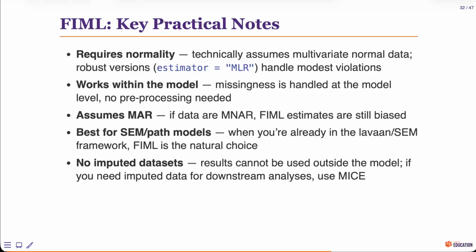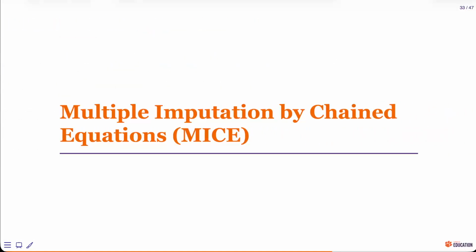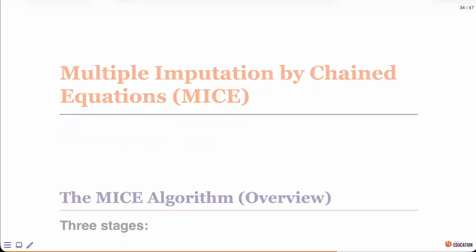There are no imputed data sets. This is just the data. That's how it works. Results cannot be used outside the model. If you need imputed data for downstream analyses, you might have to use mice. So this is a positive in many ways because you're going to see under multiple imputation by chained equations, things get a lot more messy. But let's get into mice.